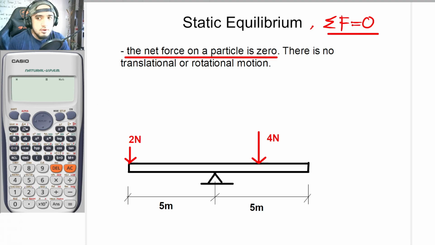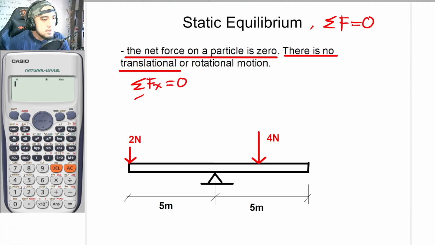So that's it, guys. As seen here, there is no translational motion or rotational motion. For translational motion, this is basically the motion along the x and y axes. Thus, the summation of forces along the x-axis is equal to 0. The summation of forces along the y-axis is equal to 0. And if there is a z-axis, the summation of forces along the z-axis is also equal to 0. So that is for translational equilibrium.